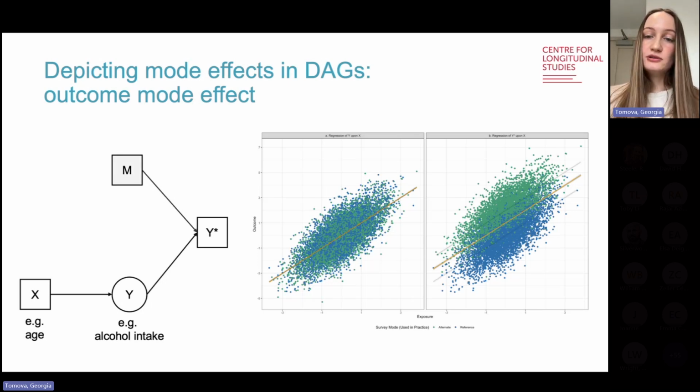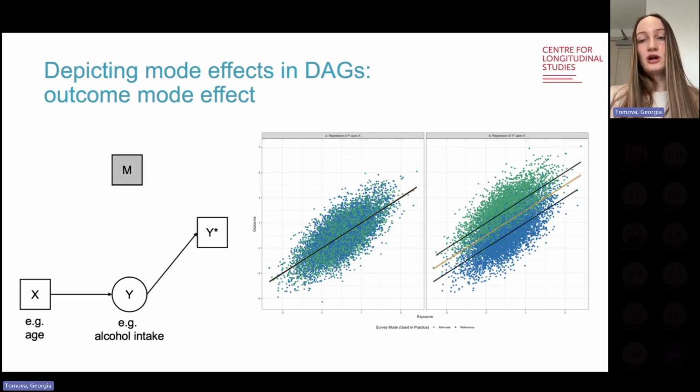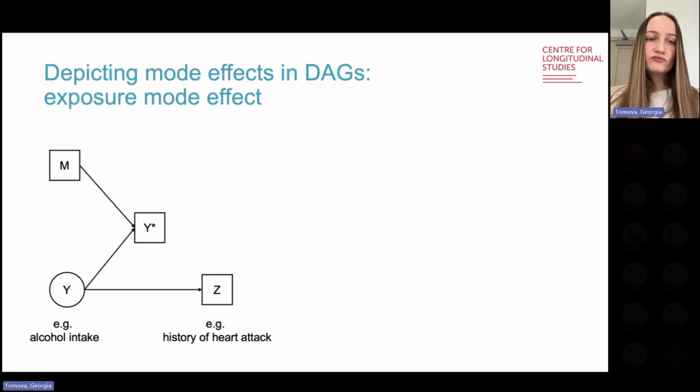And if we were to condition on mode, for example, if we were to look within strata of mode, we would see that the relationship, again, will be the same. But we would know that we would likely be reducing some of the variation that is due to mode, and therefore hopefully increase our precision. Now consider, rather than an outcome mode effect, an exposure mode effect. So again, we can stick to the example of alcohol intake, but this time this is the exposure, and we have another variable that would be the outcome, for example, self-reported history of a heart attack, just illustratively.